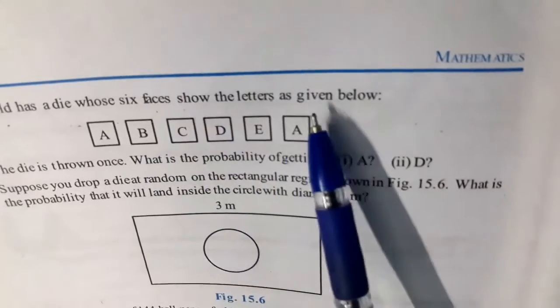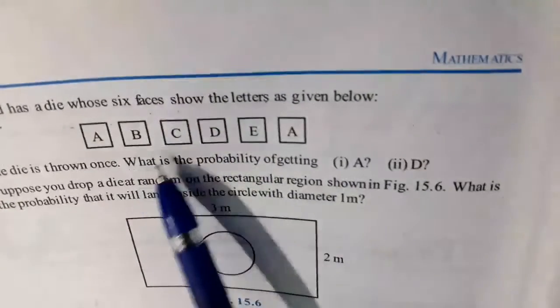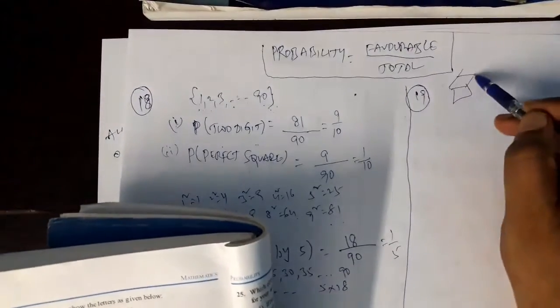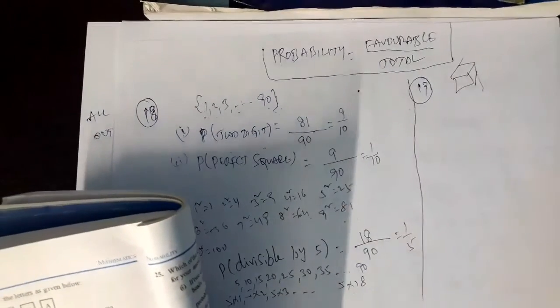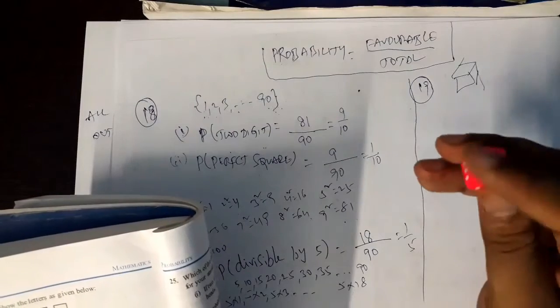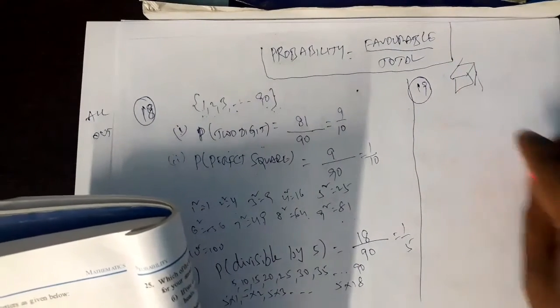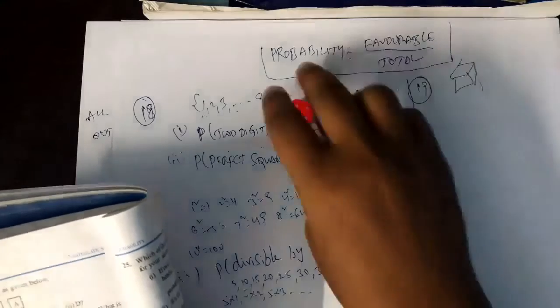See this. What is the question number? That question. A child has a die whose six faces show the letters as given below: A, B, C, D, E, again A. So she is having a die. In general, a die has six faces like this. Of course, all flat faces, all faces have equal chances of turning up, right?